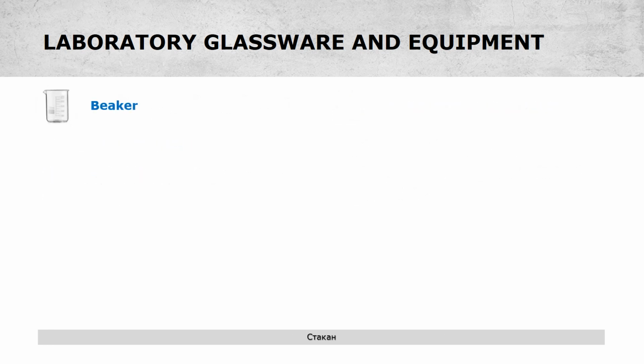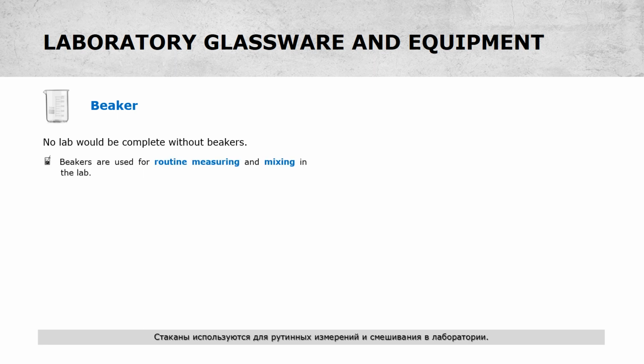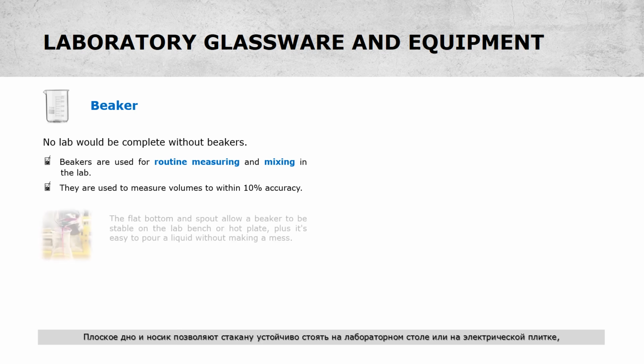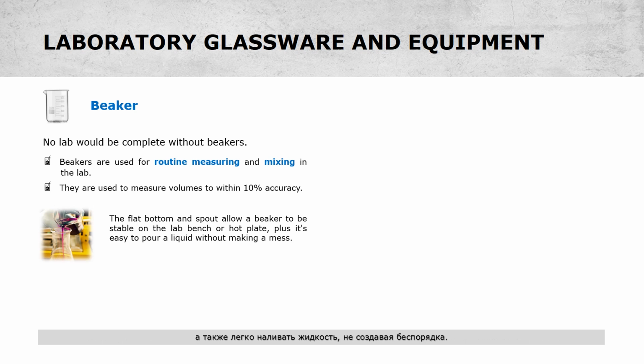Beaker. No lab would be complete without beakers. Beakers are used for routine measuring and mixing in the lab. They are used to measure volumes to within 10% accuracy. The flat bottom and spout allow a beaker to be stable on the lab bench or hot plate. Plus it's easy to pour a liquid without making a mess. Beakers are also easy to clean.